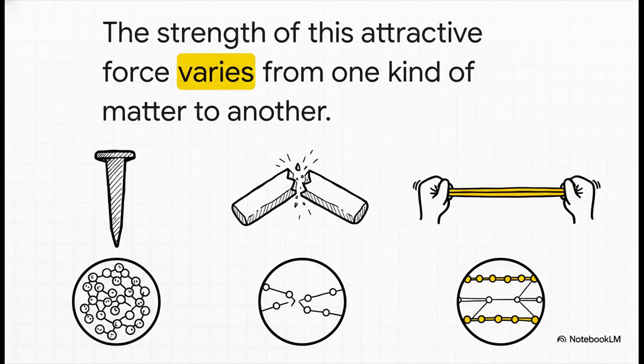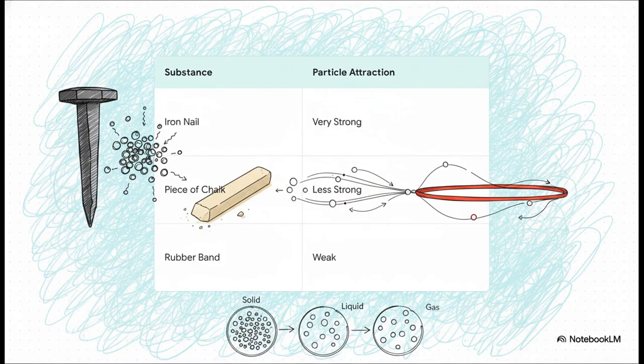However, and this is a key point, this force of attraction is not the same in all types of matter. Its strength varies, and this variation explains why some things are hard and others are soft. Let's look at this table. It is very, very hard to break an iron nail. Why? Because its particles have a very strong force of attraction holding them together. A piece of chalk, on the other hand, is easier to break. Its particles are held by a less strong force. And a rubber band? Well, that is even weaker.